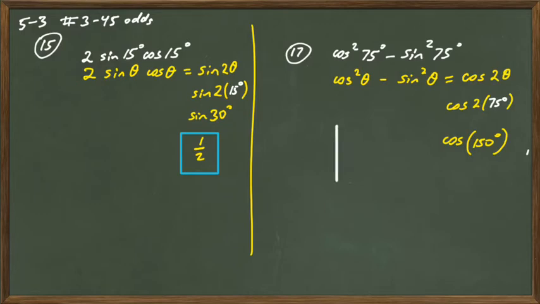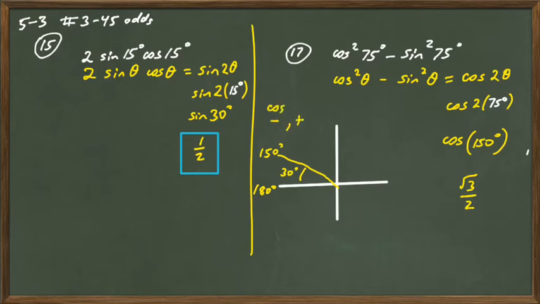Where is 150 degrees? What's its reference angle and everything else? 150 degrees is how much less than 180? So that's my reference angle. I look up the cosine of 30 degrees, and I believe it's radical 3 over 2. And then in this quadrant, it's negative, positive, cosine, sine. So it should be what? Negative. So there's 15 and 17.